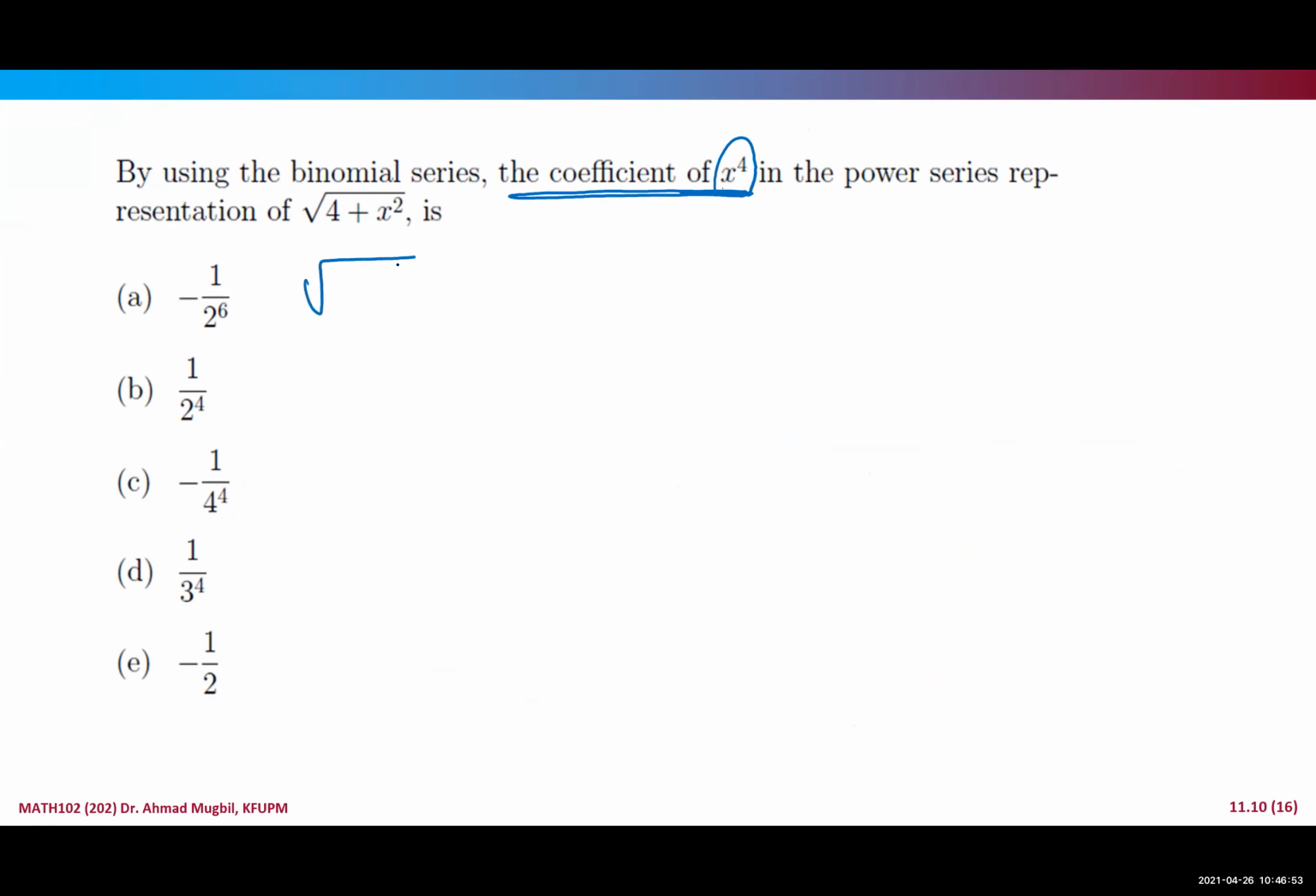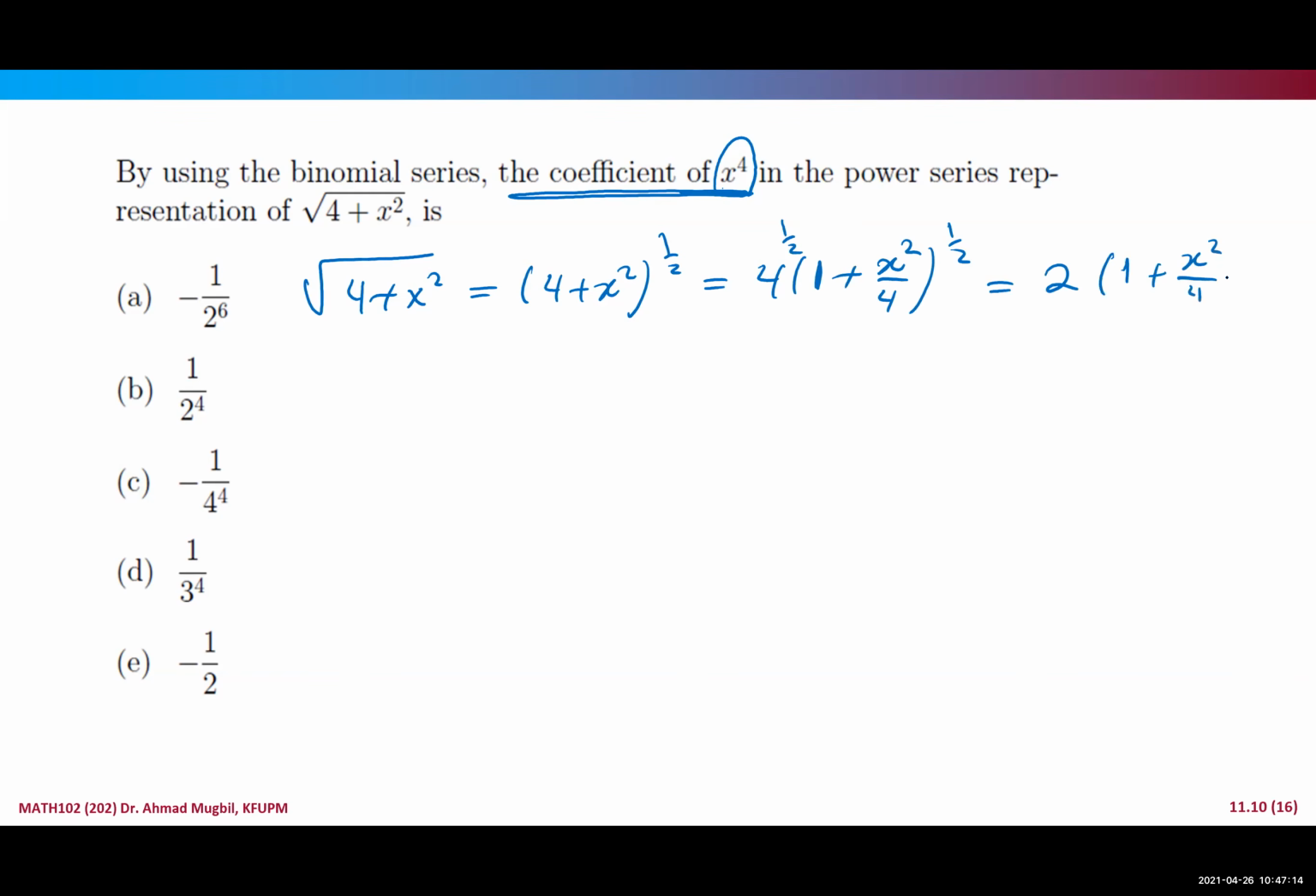So again, Shabab, we will have 4 plus x squared. We will write it as 4 plus x squared to the power half. Take 4 as a common factor. You will have 1 plus x squared over 4, all to the power half. So it will be 2 times 1 plus x squared over 4, all to the power half. You need to just recall what is 1 plus x all to the power k, and replace x here by x squared over 4. So you know, Shabab, that this is what?